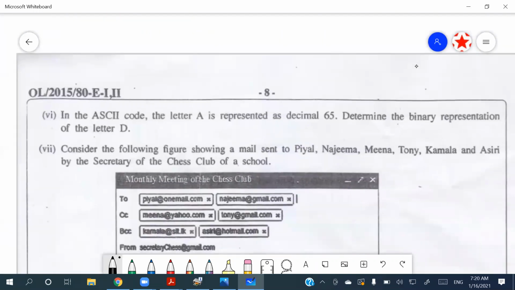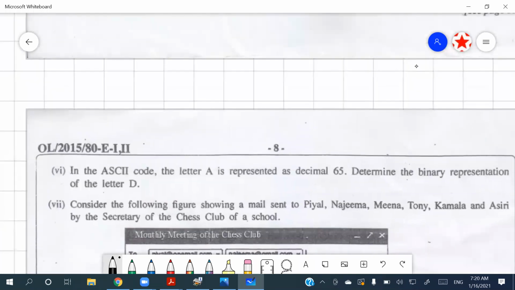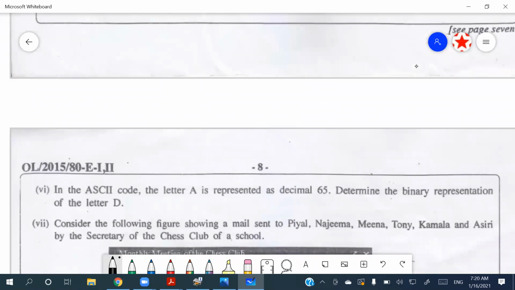In the 6th, it says, in the ASCII code, the letter A is represented as decimal 65. Determine the binary representation of letter D. So when it comes to the ASCII, you should remember your representation should be in 7 bits. Now, if you convert this 65, eventually you are taking 7 bits anyway. But if you are given a value like 17, it won't give you a 7-bit representation, so you have to make it 7, right? So first of all, 65.